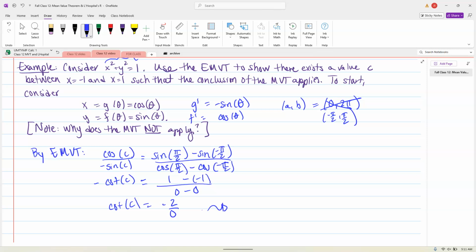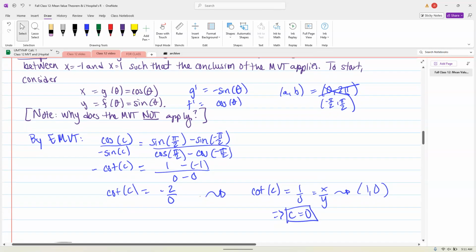Negative 2 is just a scaling. So if we think of this as cotangent of c being equal to 1 over 0, this is x over y. Where does that happen? At the point (1, 0). That implies that c is equal to 0. So we can find a c, and that allows the extended mean value theorem to work.